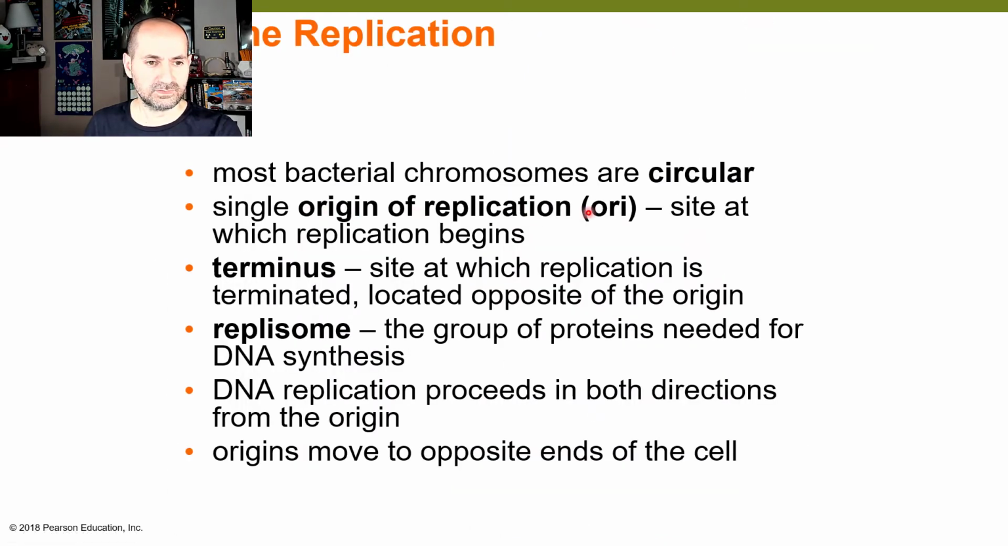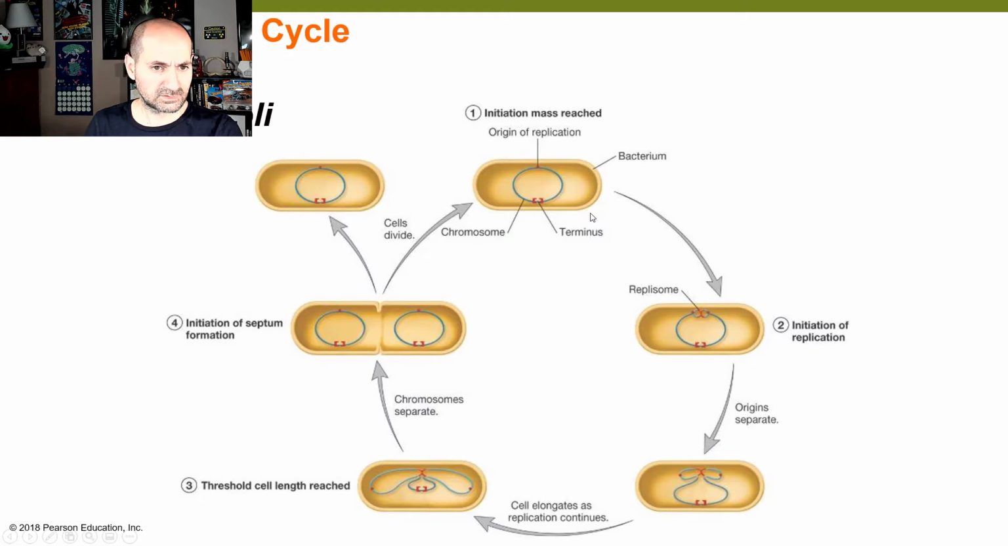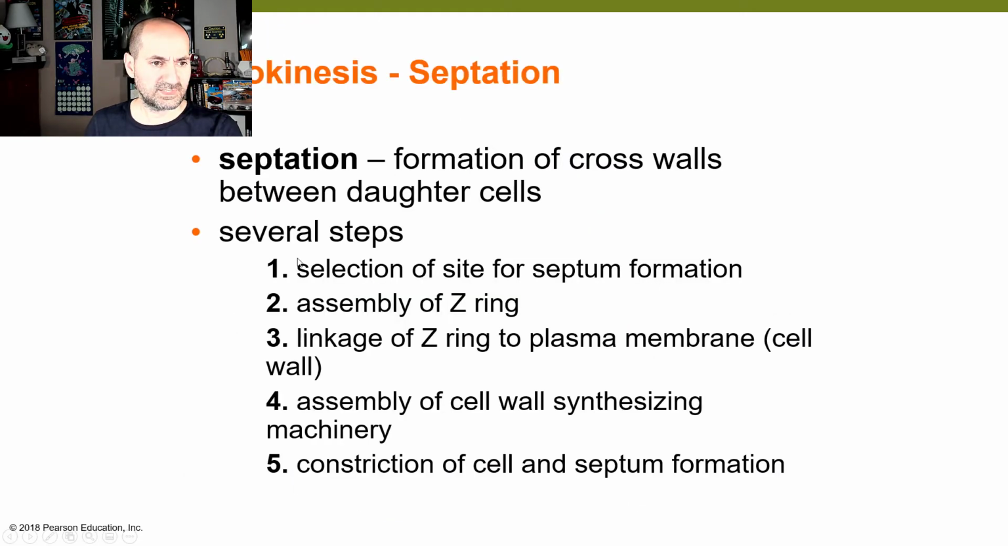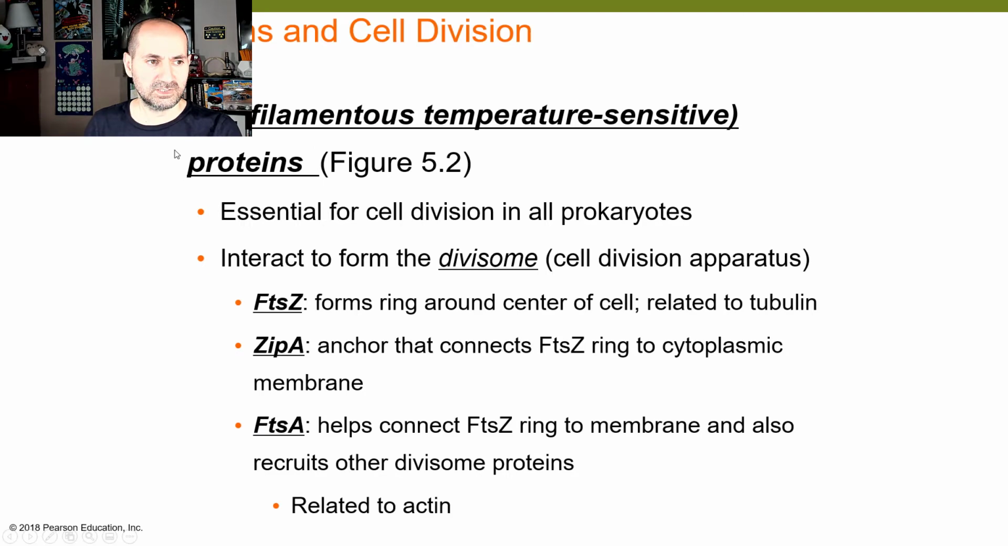Again, you have one single origin of replication on the prokaryotic circular chromosome. Now you should know the steps to septation. Septation, of course, being the formation of cross walls between daughter cells. You should know these steps associated with septation. You should know about the FTs, or filamentous temperature-sensitive proteins, and each one's role during septum formation.